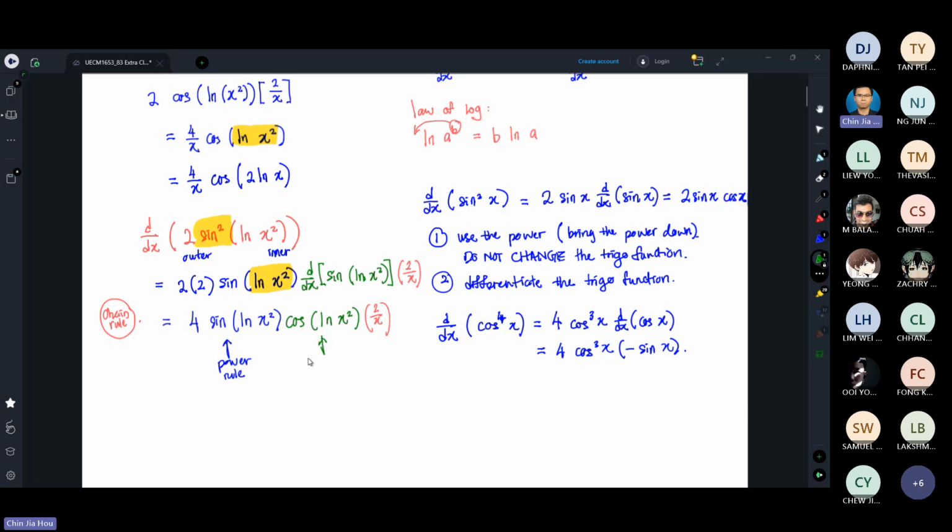And this is to deal with the trigo, I would say. And this is the chain rule. Take note that when you deal with the trigo, you just deal with the trigo. You don't have to chain rule again, meaning that you don't have to chain rule this again. You just change the trigo function.